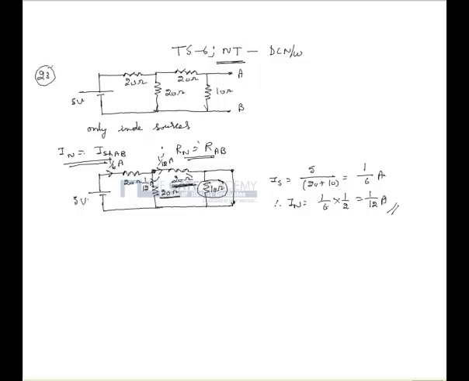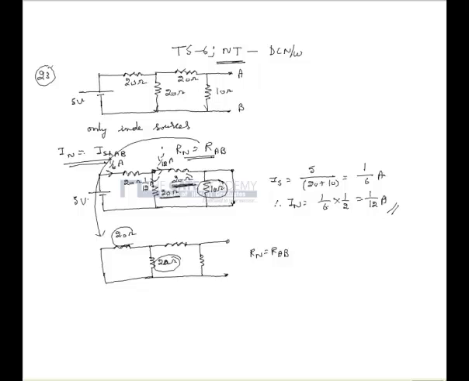Now for finding the Norton's resistance, the equivalent circuit can be drawn as shown. In this case, the voltage source should be replaced by short. So in this case, the Norton's resistance Rn can be written as Rab. Here we see that the 20 ohm resistors marked are in parallel. So the net resistance is 10 ohms, which is in series with the 20 ohm resistor that is marked.